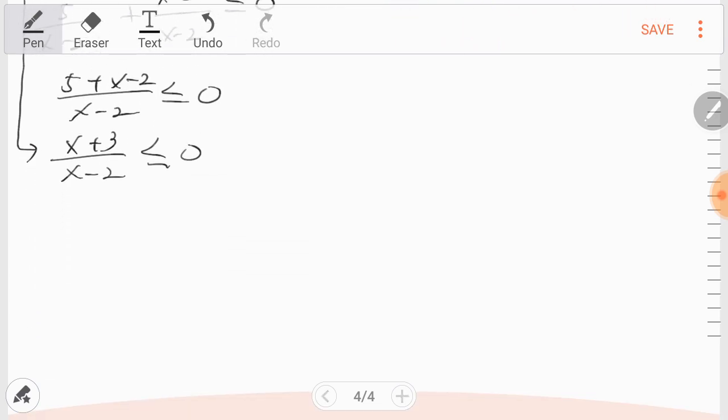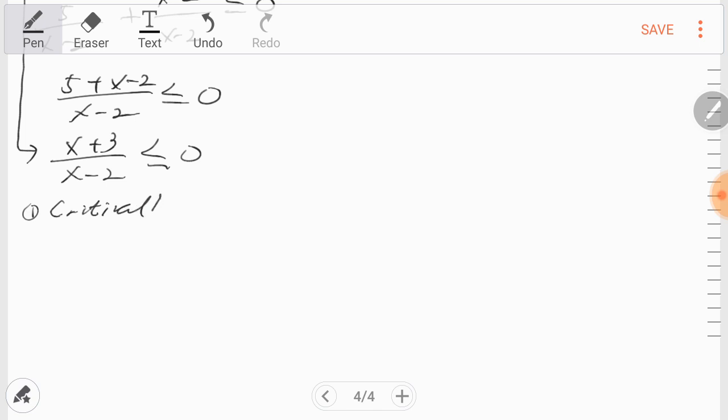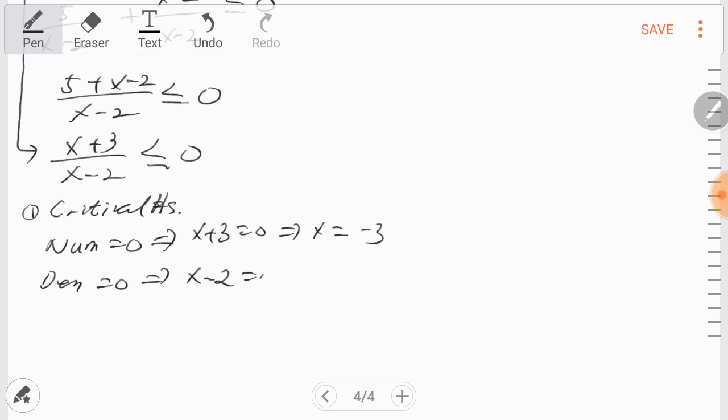So the left side of the inequality is x plus 3 over x minus 2. From here, let's find the critical numbers. In this case, set the numerator to 0. So x plus 3 is equal to 0, so x equals negative 3. And the denominator is equal to 0, then x minus 2 is equal to 0, so x equals 2. Keep in mind that once you make the denominator 0, this is never included in the solution.